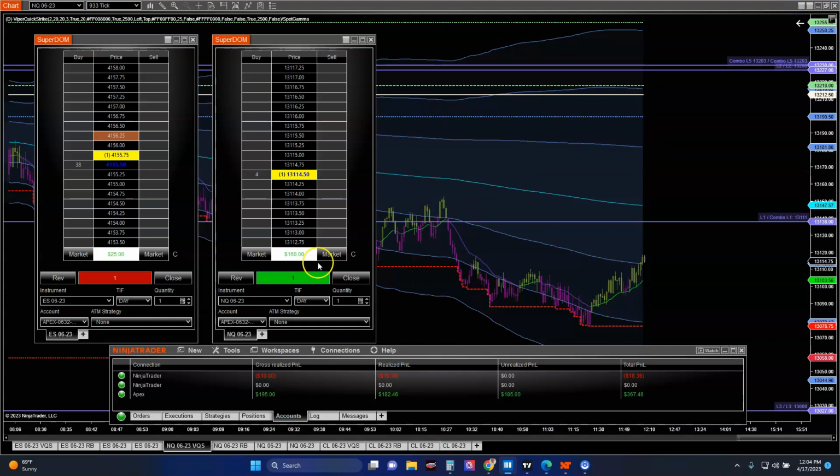So I'm long NQ, I'm short ES, right? And I've added another spread, trying to take that reversal up from the video earlier, to see if we could double our profits. Now, we kind of are there.